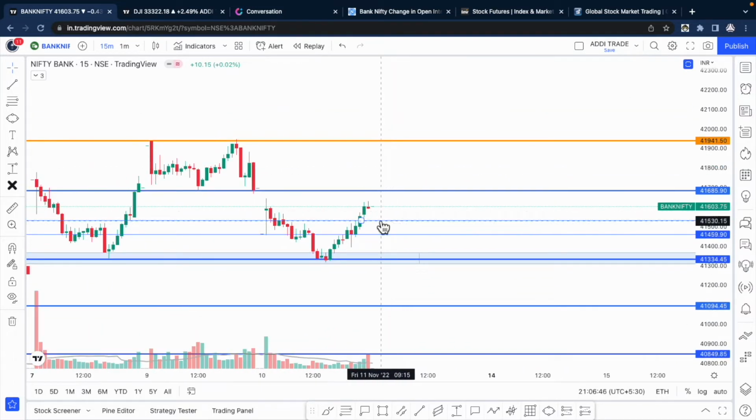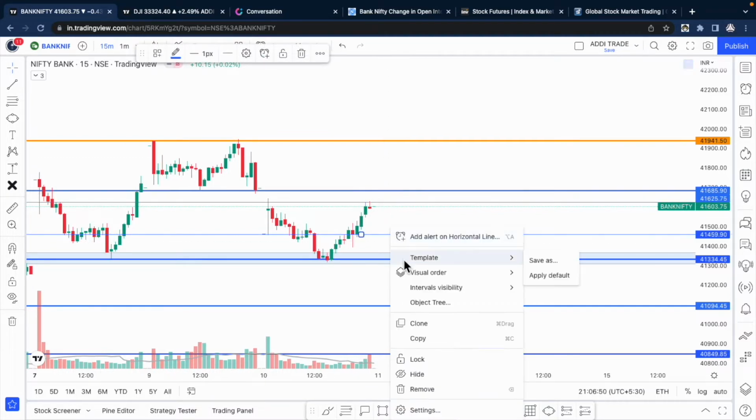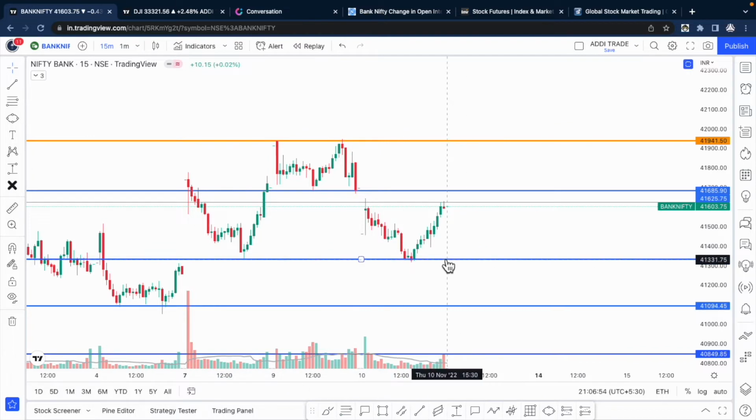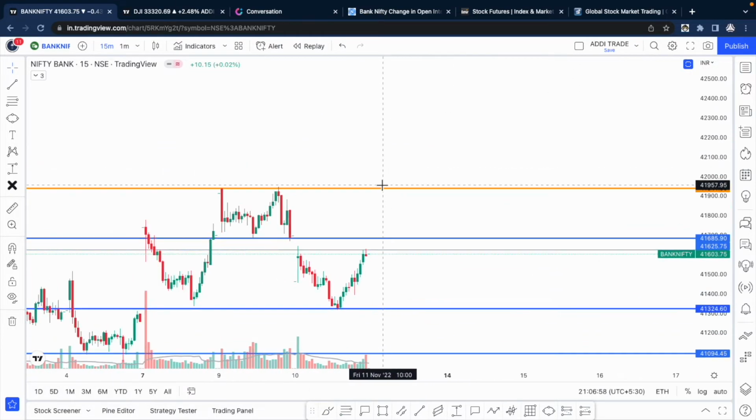I'm going to move this line over here, the small reaction line. We can get rid of this. We can even get rid of this box and just keep this one line as a support. And nothing above this, and this is the all-time high for Bank Nifty. Above this we don't have anything.